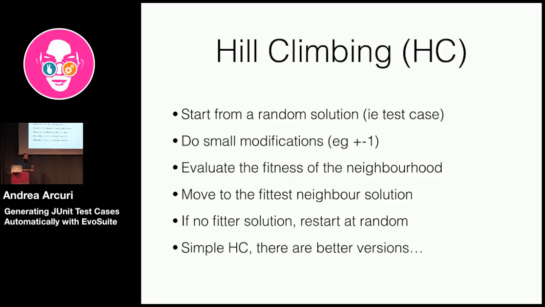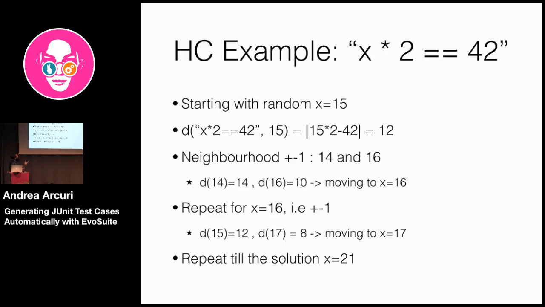And then it starts to do small modifications. For example, on an integer, it does plus or minus 1. Then, if something is worse, discard it. If something is better, it moves to this new solution. And it keeps track of one solution at a time. So in this particular case of x times 2 equal 42, start from a random solution, completely random. 15, maybe.